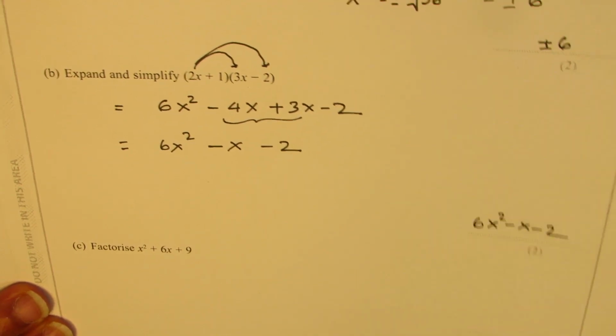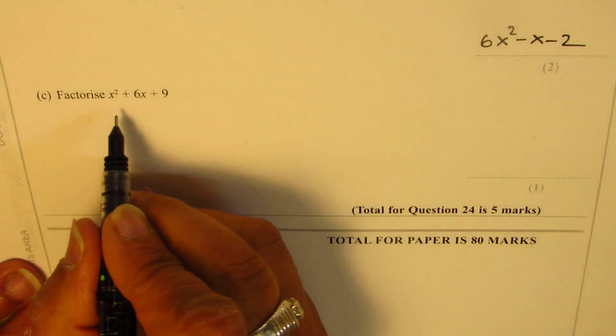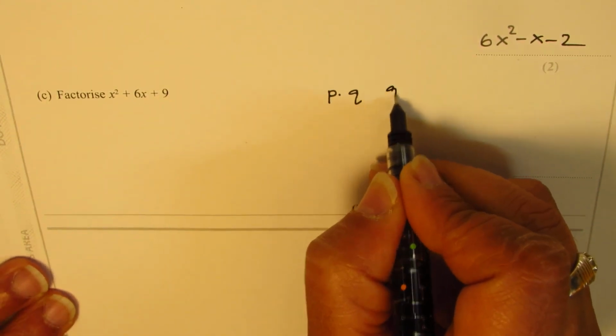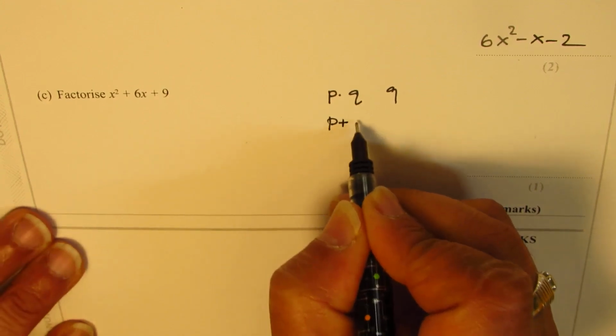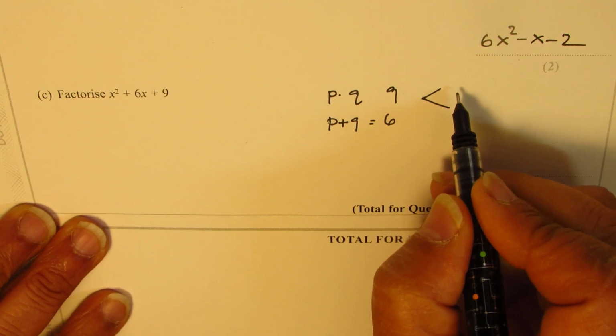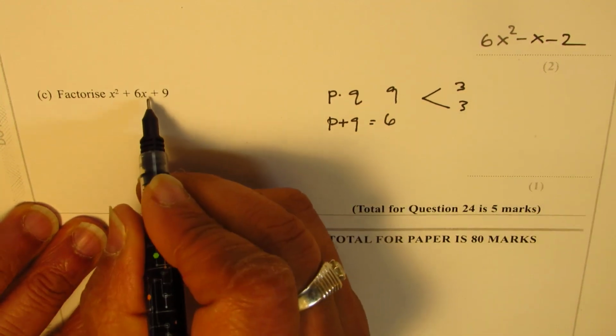The last one here is to factorize. So we'll use product and sum, right? We are looking for product of 2 numbers to be 9 and sum of 2 numbers to be 6. So 3 times 3 can work, correct? So it's a perfect square.